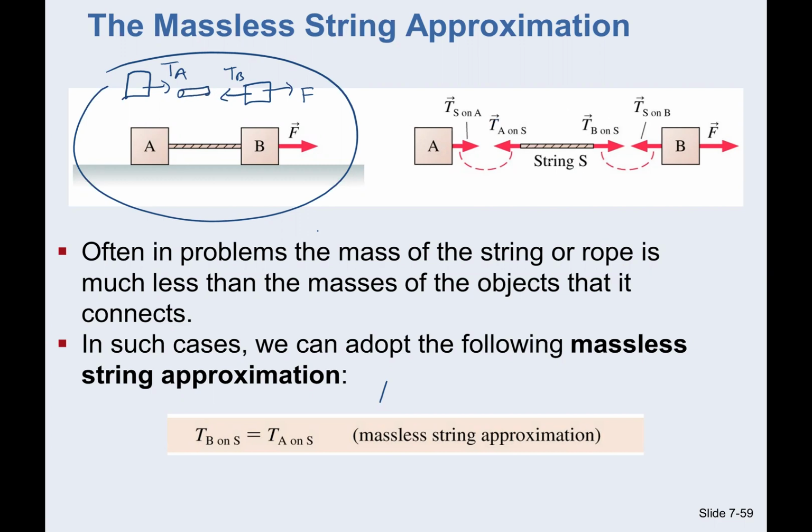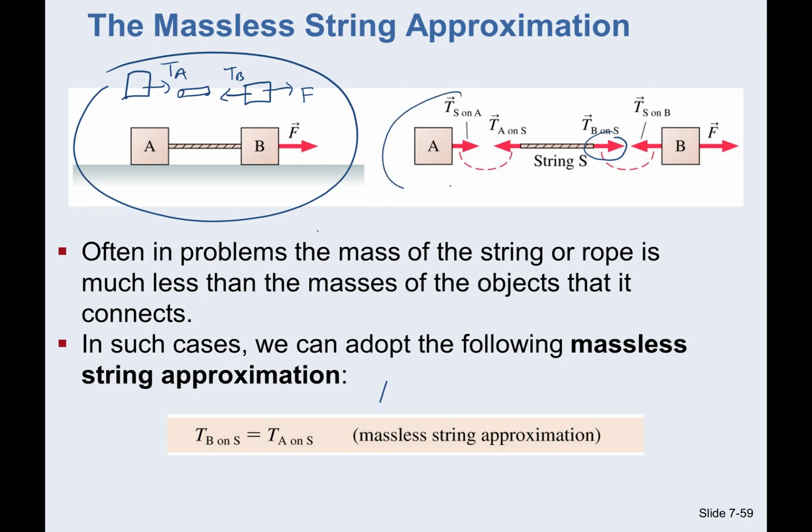The string will also technically accelerate with them. So if B has a tension force, this is the tension that the string exerts on block B. At the same time, Newton's third law, action-reaction, tells you that if the string pulls block B, then block B pulls the string. So this is the force that B exerts on the string.